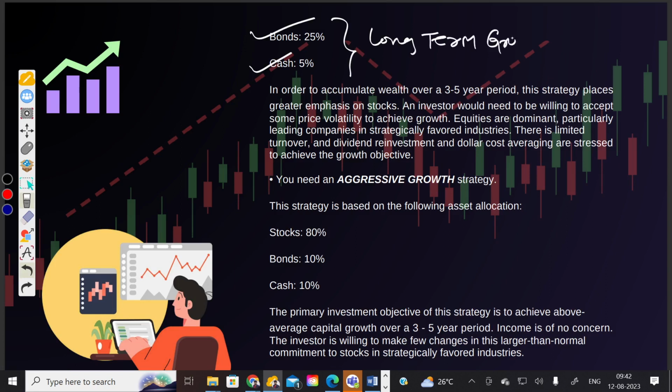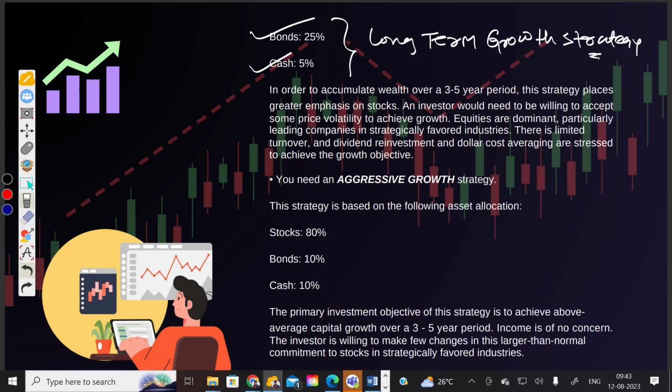Long-term growth strategy. So now if you want to design your portfolio, you can target three segments. One is the money market segment, another is bonds, and then the stock market. All right, 70% of the fund you can invest in the stock market, 25% in the bond market, and 5% in the cash market. So if you have this strategy, then you can call it a long-term growth strategy.